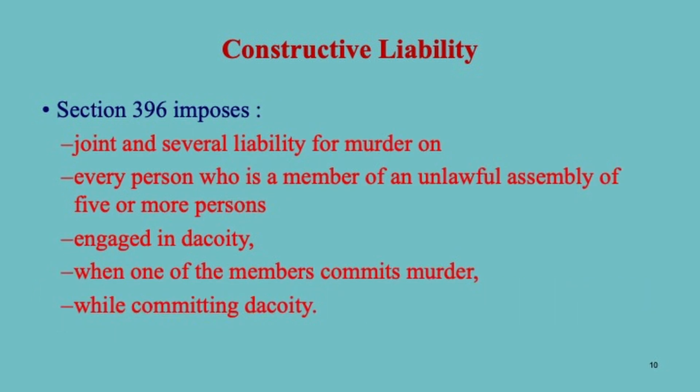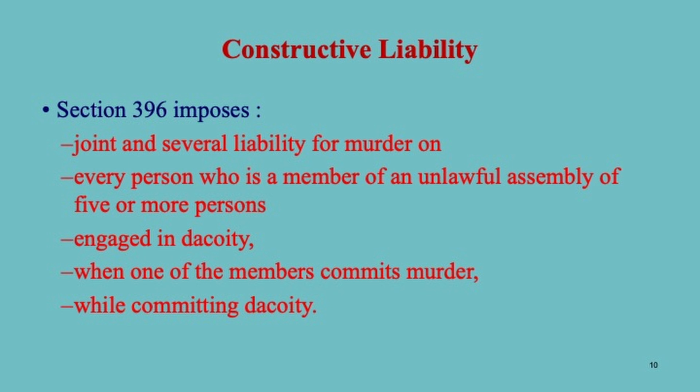Now coming to section 396. This is another provision which imposes joint and constructive liability. Here 5 or more persons are involved in committing robbery or are engaged in an attempt to commit robbery. This amounts to dacoity, and while engaged in dacoity, one or more of them commits murder. All those who are engaged in dacoity will be liable for murder, whatever may be his role or contribution in committing dacoity.